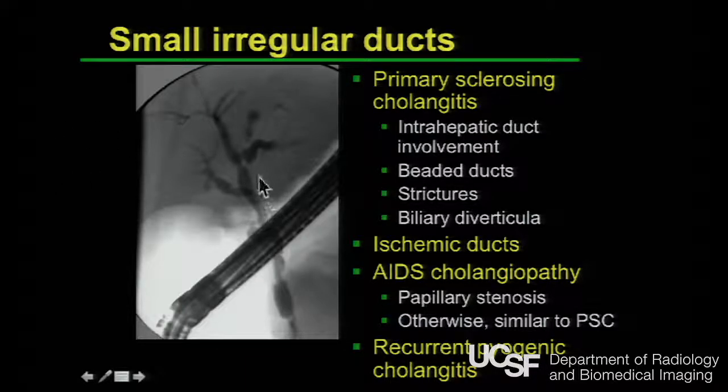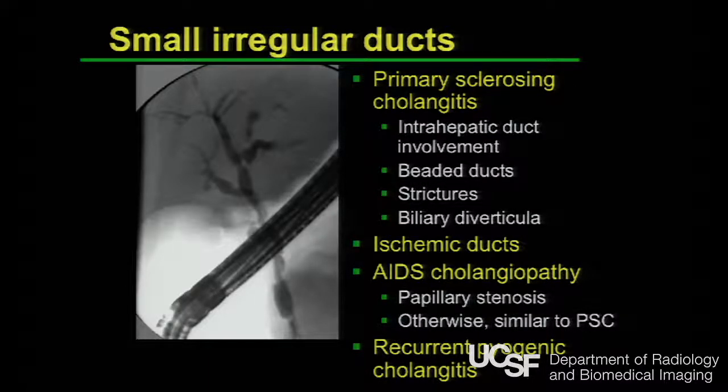This appearance on ERCP looks exactly like ischemic cholangiopathy, such as you might see after embolization of the hepatic artery or after tumor involves the hepatic artery or other cause, radiation to the liver hilum. And it also looks exactly like AIDS cholangiopathy, which was described here in San Francisco, but we really don't see it that often anymore. They look the same, except AIDS cholangiopathy tends to have papillary stenosis as well. It really is mentioned in the same breath as recurrent pyogenic cholangitis, but they don't look alike. Recurrent pyogenic cholangitis has big ducts and stones.